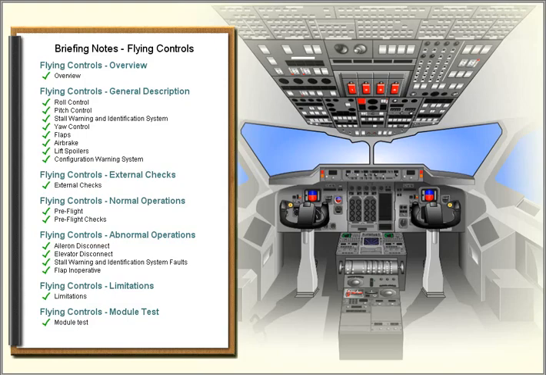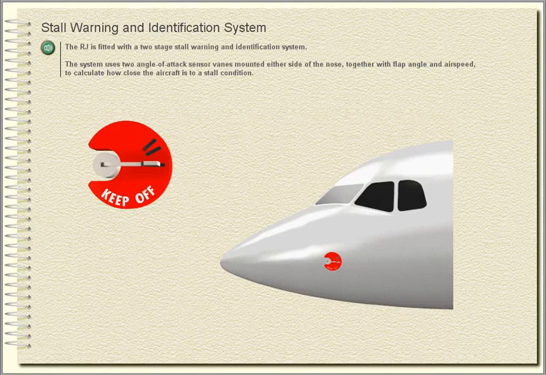To complete the pitch control system, the next section will take you through the RJ's stall warning and identification system. The RJ is fitted with a two-stage stall warning and identification system. The system uses two angle of attack sensor vanes mounted either side of the nose, together with flap angle and airspeed, to calculate how close the aircraft is to a stall condition.